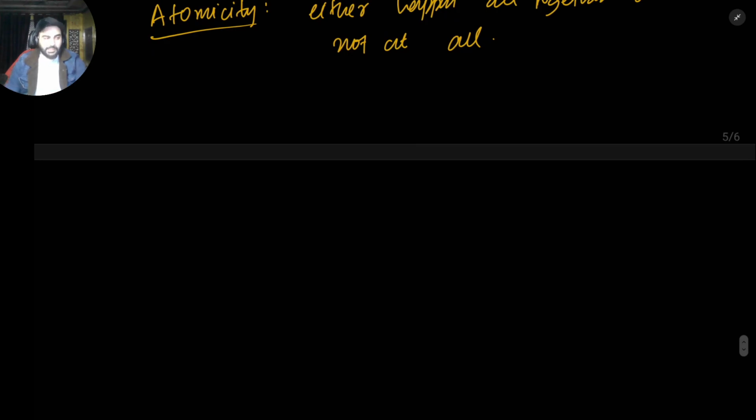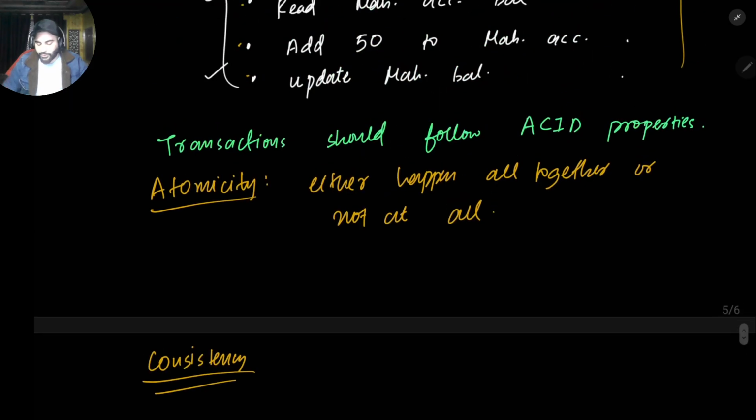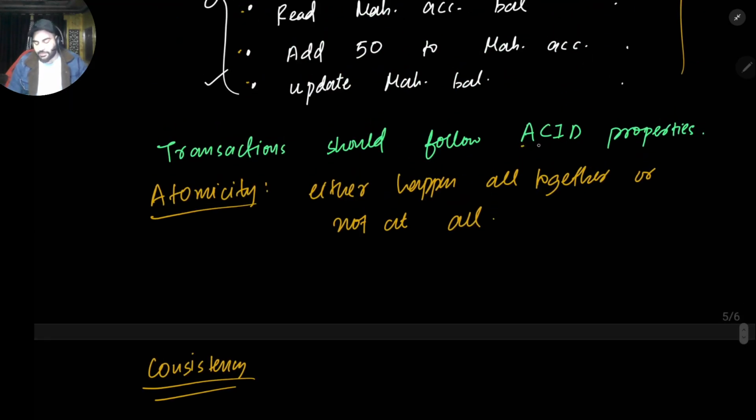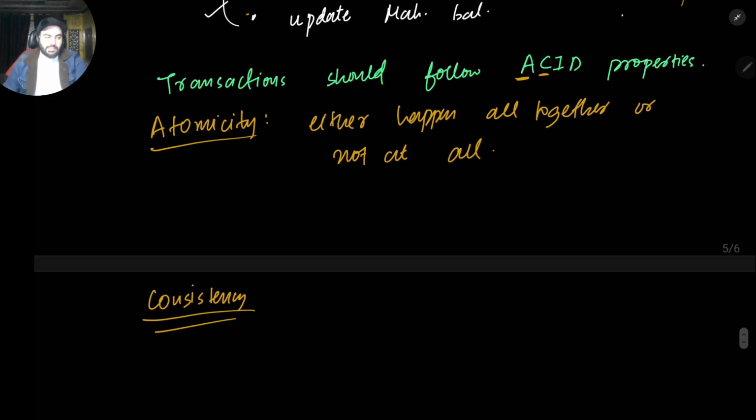The second thing is consistency. So A means atomicity, from the ACID property, then C is consistency. What is the meaning of consistency? When we are doing this transaction, the database should change from one valid state to another valid state. Both of these states should be valid. When we had the initial state, it should be valid. When we had the final state, it should also be valid.